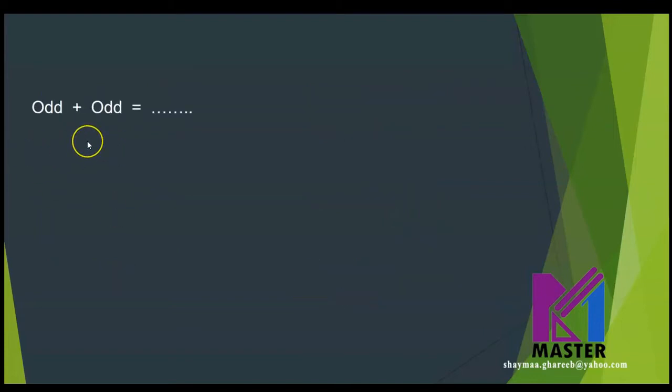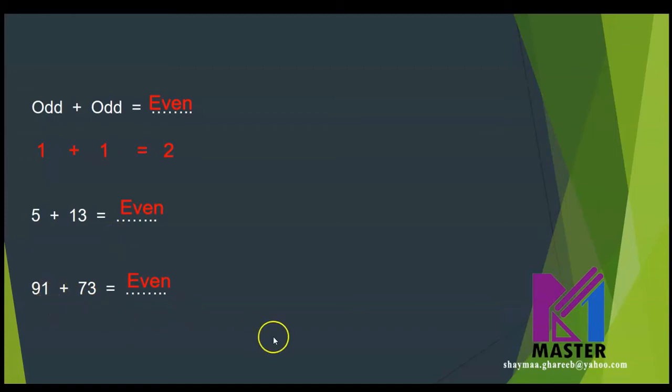Now let's try odd plus odd. So 1 plus 1, 2 will give me even number. Is this clear? Now 5 plus 13, 2 odd numbers. So it will be even number. 2 odd numbers, the answer will be even number. Okay, you don't need to do the calculations.